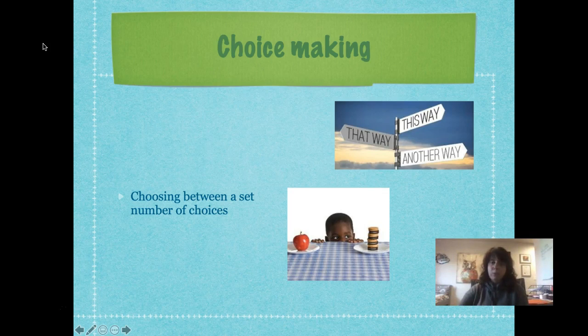So first off, choice making. That's choosing between a set of numbered choices. This is something that I've done some research in, even at a young age. Even in the toddler years, you can give children choices, for instance, which outfit do you want to wear today? Things like that.